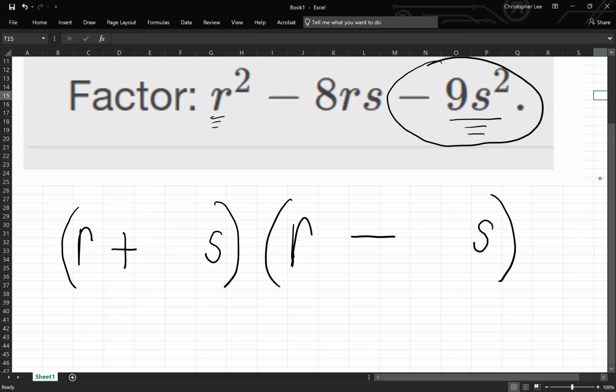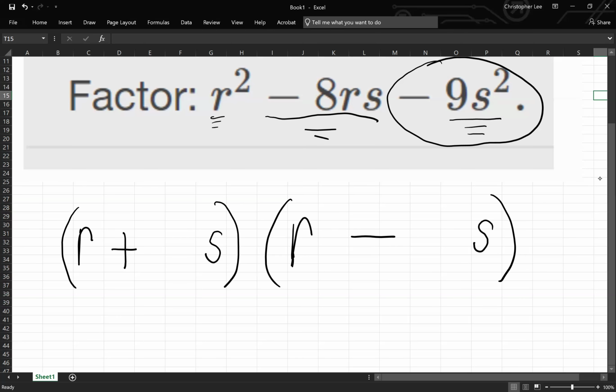Now I have a 9 in that last term. There are a couple of ways we can get 9: 3 times 3 or 1 times 9. How am I going to tell which one it is? I'm going to look at the b term. Just off the top of our heads, 3 plus 3 we know is 6. 6 is not 8, so that's not it.